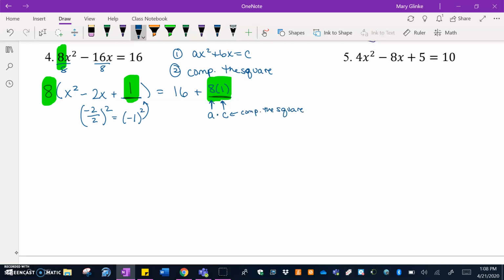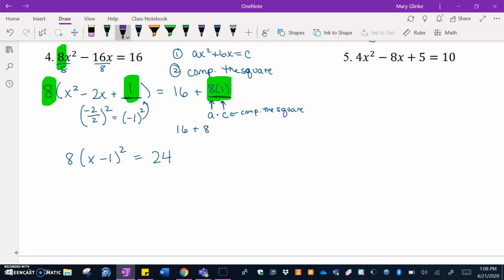So that would help us keep our equation balanced. On the left-hand side, that then is going to simplify to 8, and the trinomial x squared minus 2x plus 1 is going to factor to x minus 1 squared. On the right-hand side, I'm going to do 8 times 1, which is 8, and 16 plus 8 is going to end up being 24.